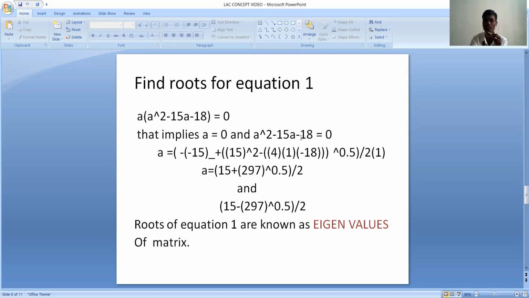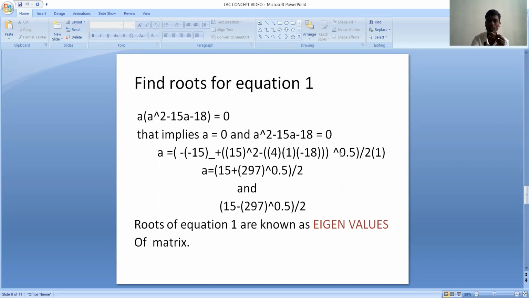Next, by solving the quadratic equation, it seems the roots of the quadratic equation are not simple. We have to use a formula for getting the roots of the quadratic equation. For ax square plus bx plus c equals 0, we use the formula minus b plus or minus root of b square minus 4ac, over 2a. I'm using the same formula. Minus of minus 15 plus or minus root of 15 whole square, minus 4 into a, where a means 1 and c is minus 18. C means the constant term. A means the coefficient of the a square value.